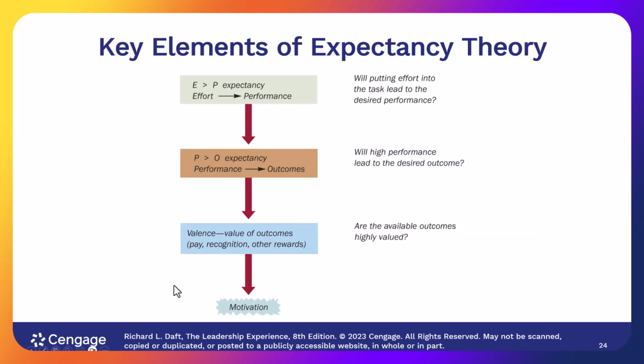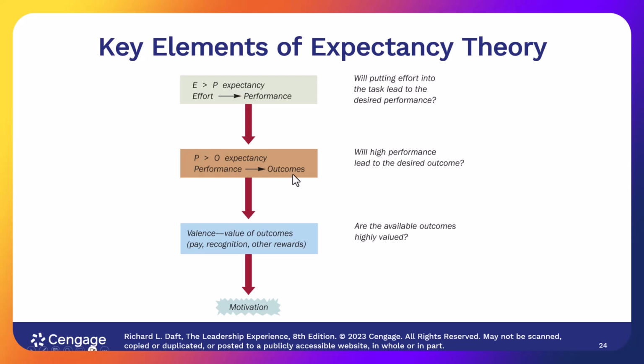Key elements. So expectancy, performance. So you see effort and performance. Will putting effort into the task lead to the desired performance? So if I go and do this, will I get a certain thing? I may be expecting a certain thing to happen. Maybe when people in the past have done this and they got the result I got, they got a cash reward, and I'm expecting that.